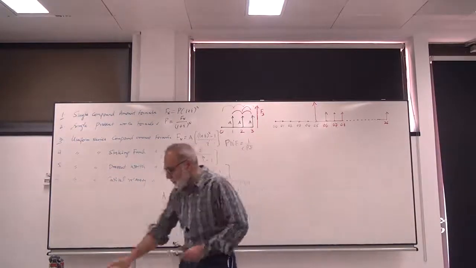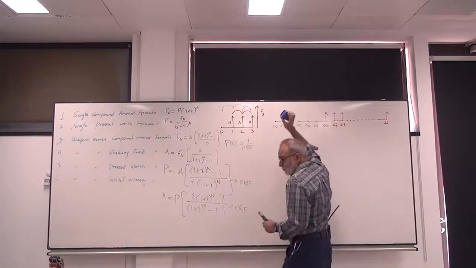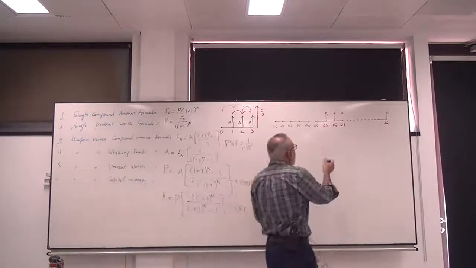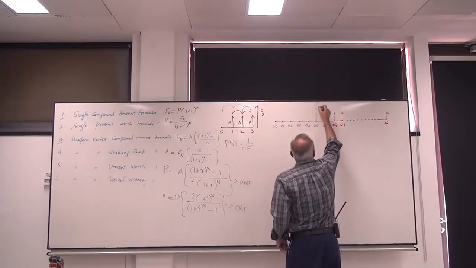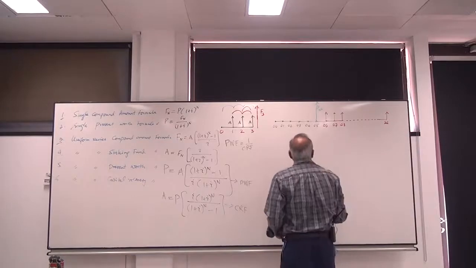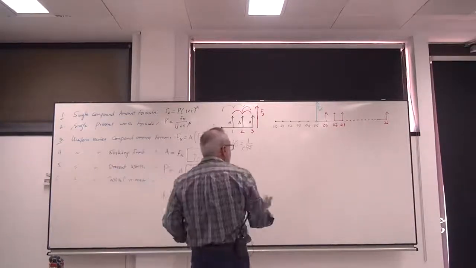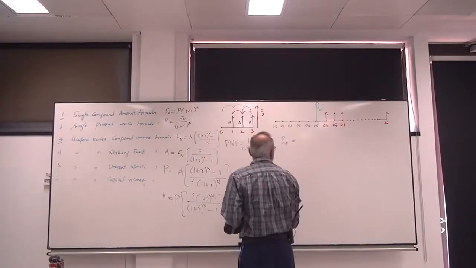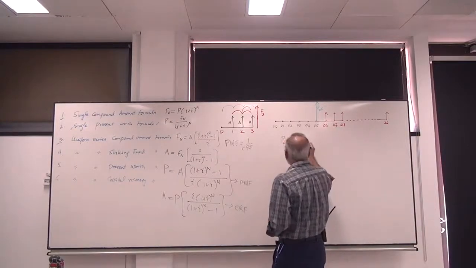I should use another color here so that we don't mix up. Let's use green color here. When you apply the present worth formula, P05 will be here. P05 is equal to, the annuity is how much? 1000.